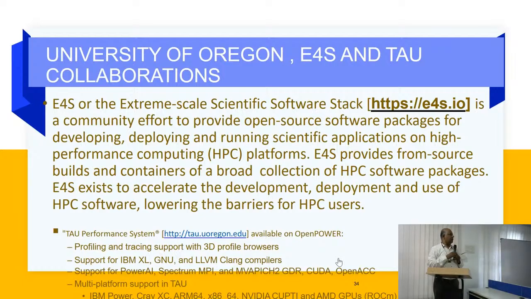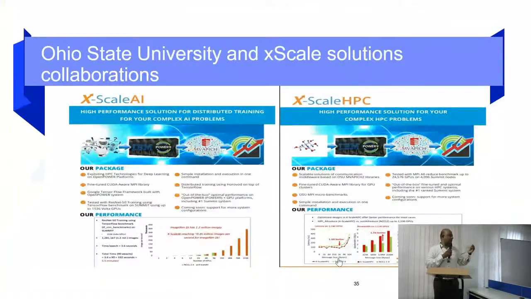So XScale AI and XScale HPC, these are the software packages. XScale AI is used for artificial intelligence. It is a high performance solution for distributed training for complex AI problems. And XScale HPC is for complex HPC problems. So these are the two things from XScale, and XScale is tied up with Ohio State University. You can see XScale AI and XScale HPC, these are the two different solutions.